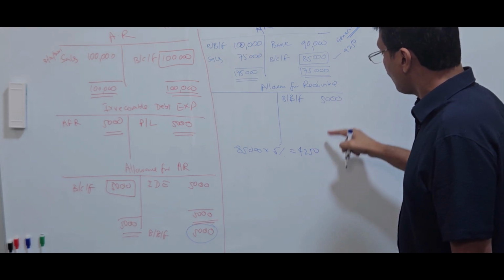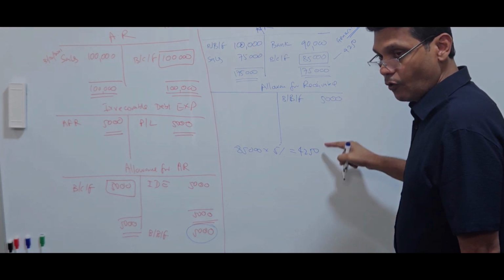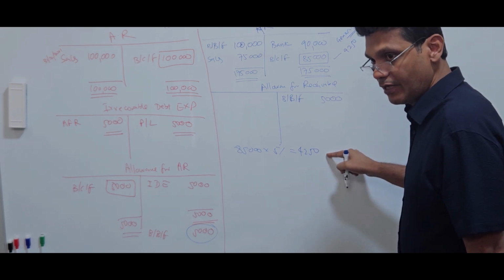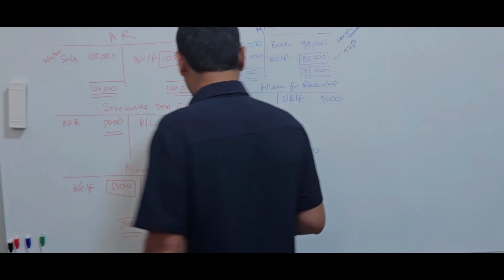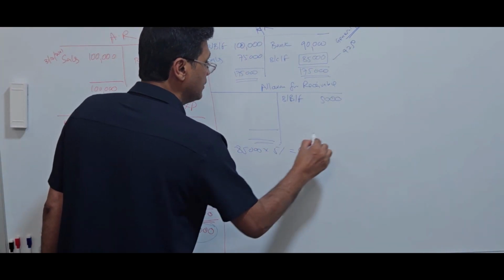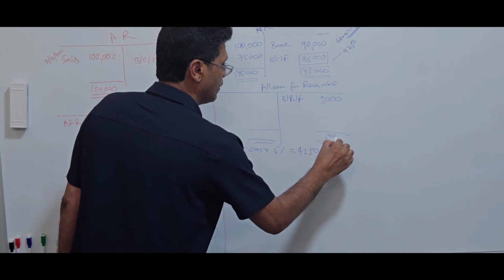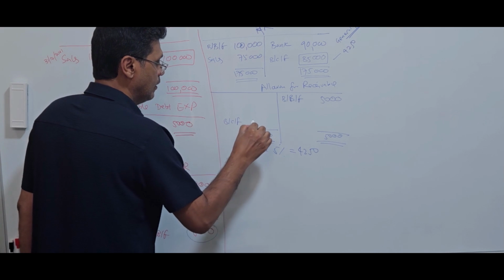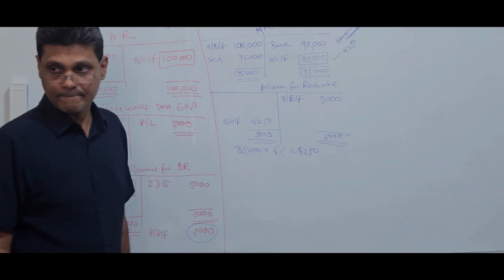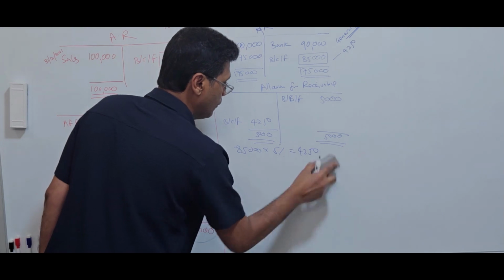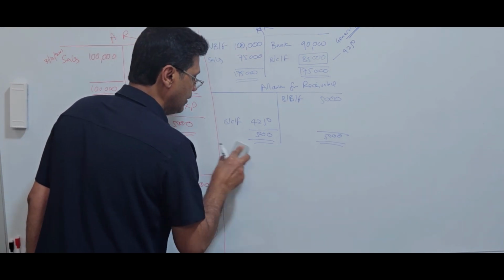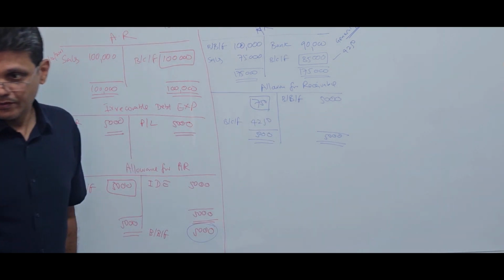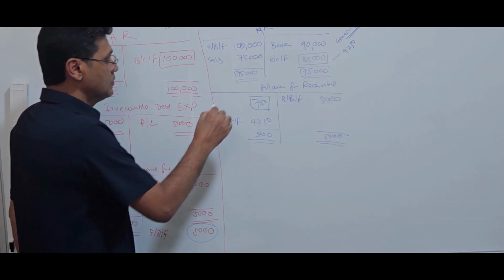So this means you have over provided. There is an over provision of 5,000 which has to be reversed to the profit and loss account. In order to reverse, you take your closing balance, which should now be 4,250, and 750 has to be reversed to the profit and loss account. So this is a profit.